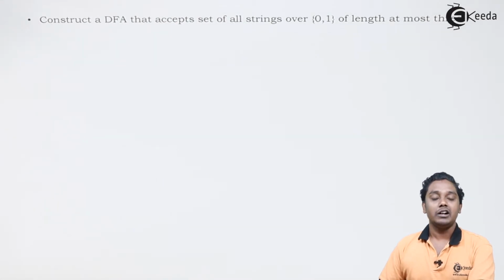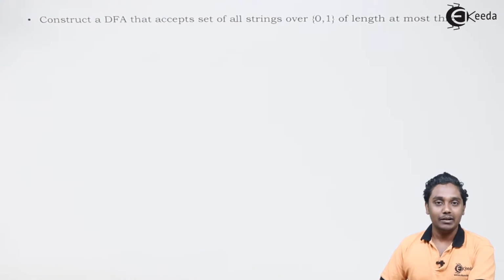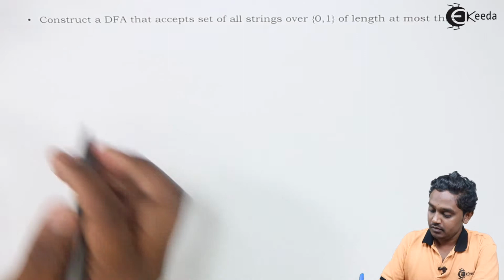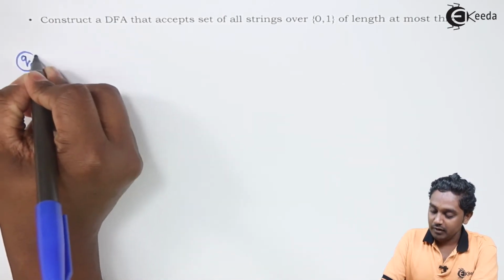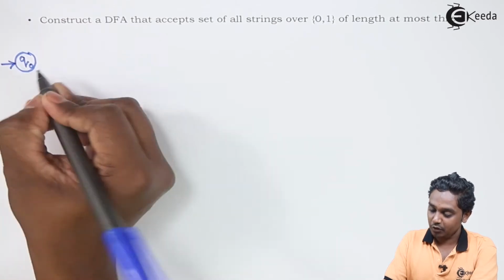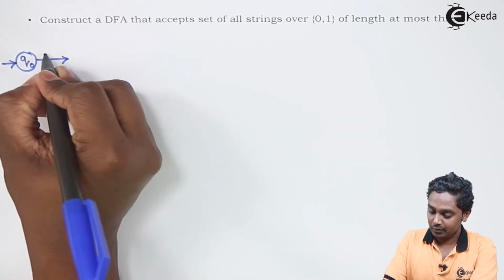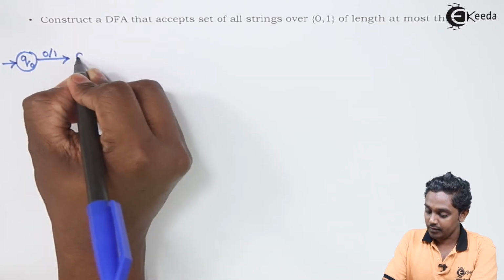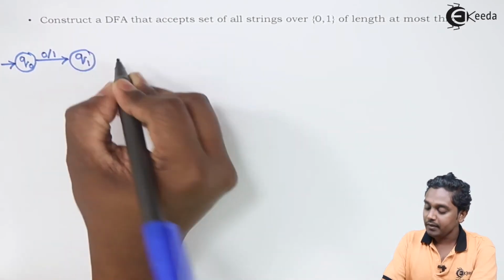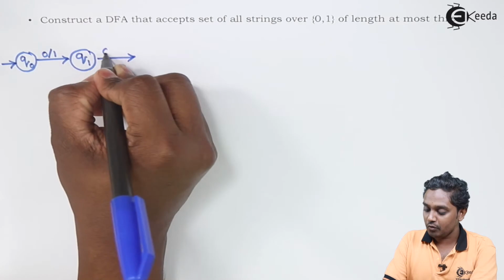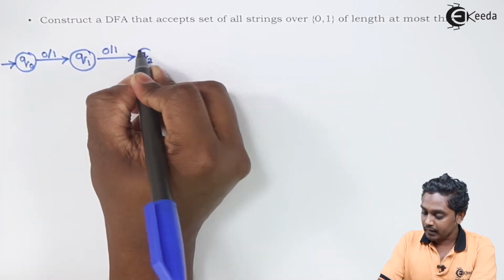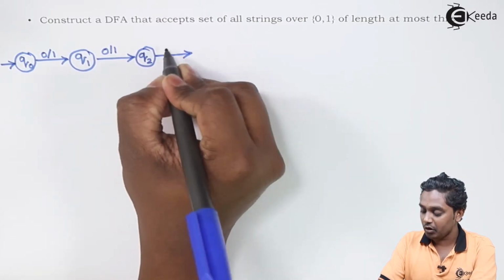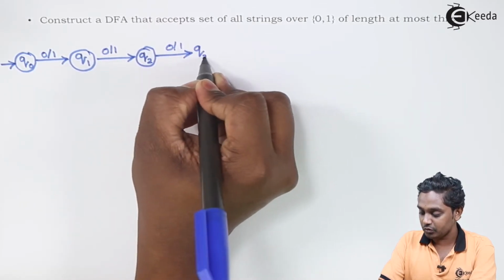We are designing a DFA for accepting the language containing strings of at most 3 length. Again, Q0 is our initial state. We start with Q0. On accepting the first alphabet, either 0 or 1, we will have a transition to Q1. Again, having 0 or 1 as the input, we will have a transition to Q2. Again, having an input 0 or 1, we will have a transition to Q3.